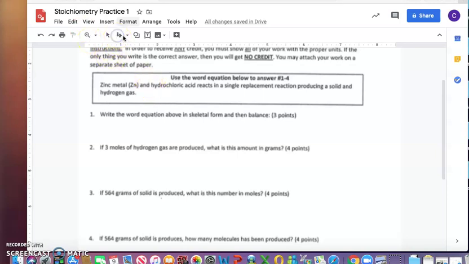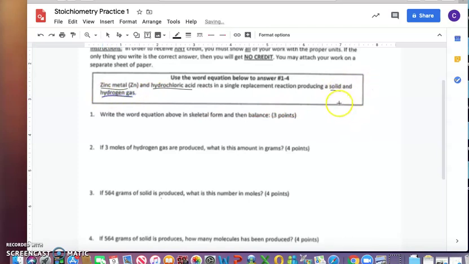All right, so if we're looking at the reactants, we have zinc metal, we have hydrochloric acid. They give us a couple of the products. They say a solid is produced and hydrogen gas. They don't tell us what the solid is. That solid we have to figure out because we know it's a single replacement reaction. Okay, so let's start by writing it out.